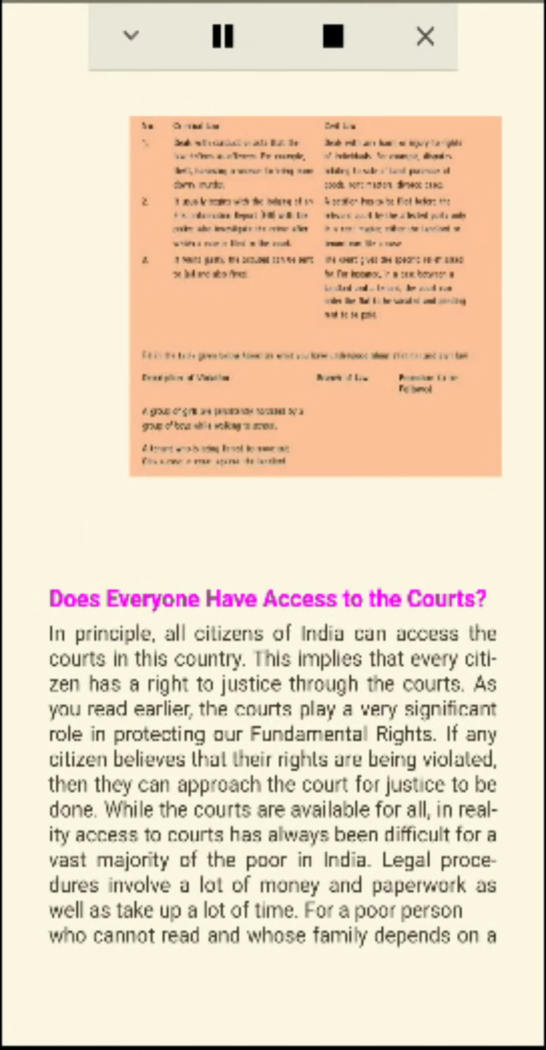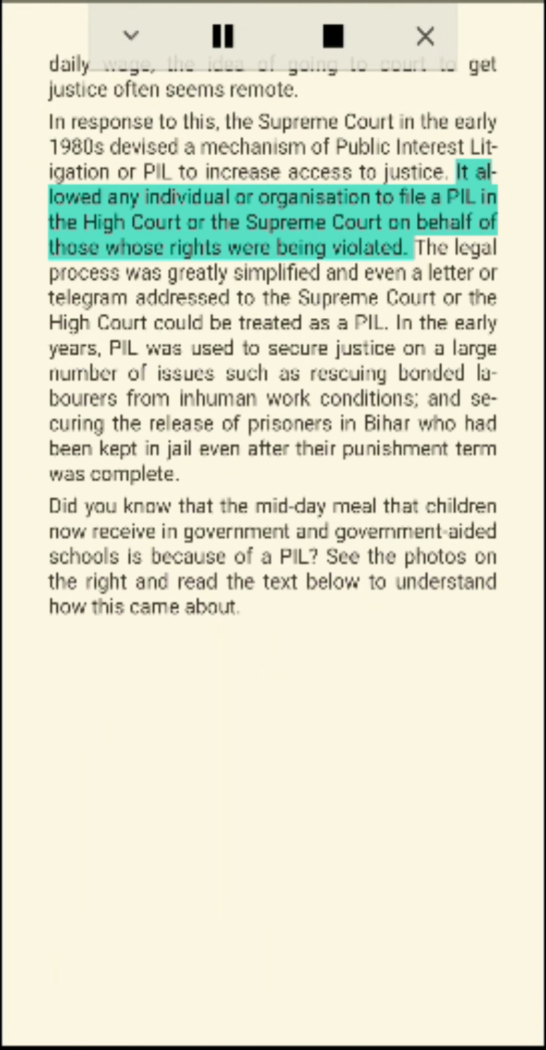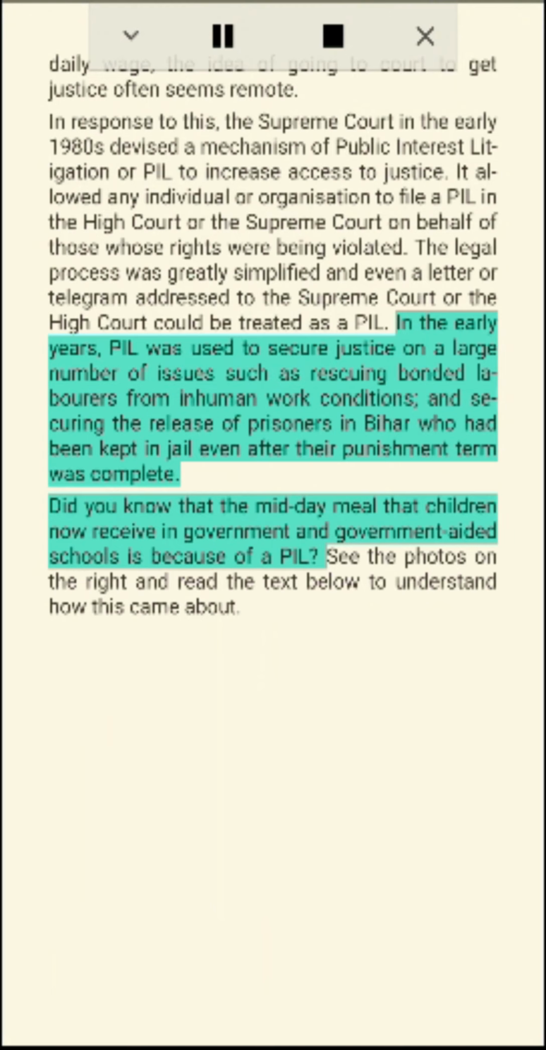often seems remote. In response to this, the Supreme Court in the early 1980s devised a mechanism of public interest litigation or PIL to increase access to justice. It allowed any individual or organization to file a PIL in the High Court or the Supreme Court on behalf of those whose rights were being violated. The legal process was greatly simplified, and even a letter or telegram addressed to the Supreme Court or the High Court could be treated as a PIL.